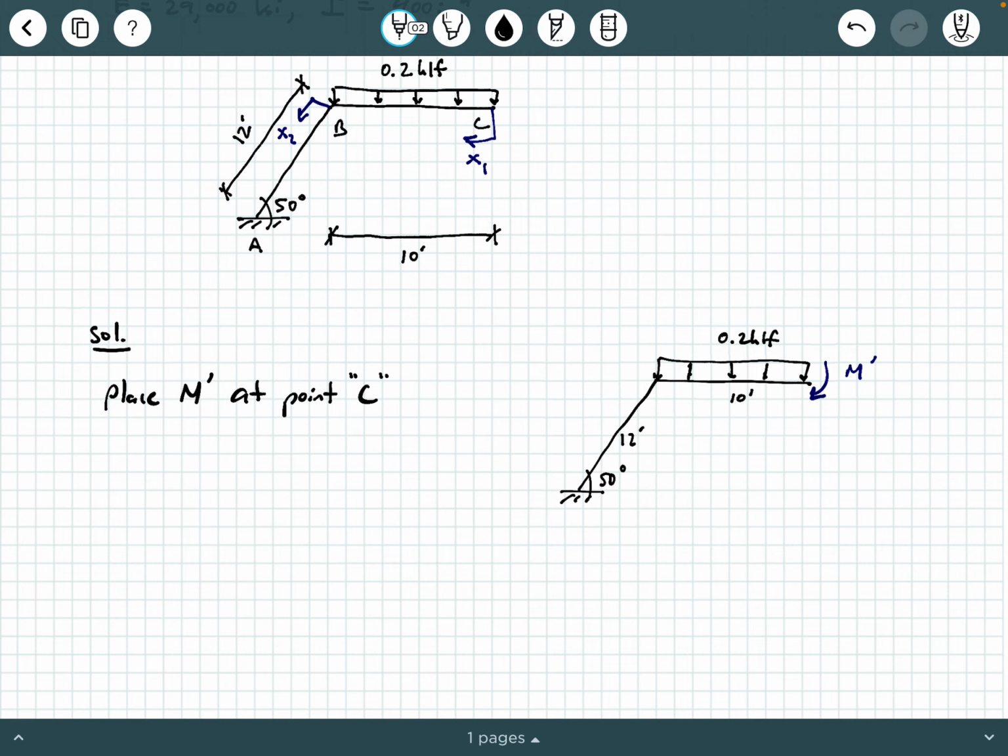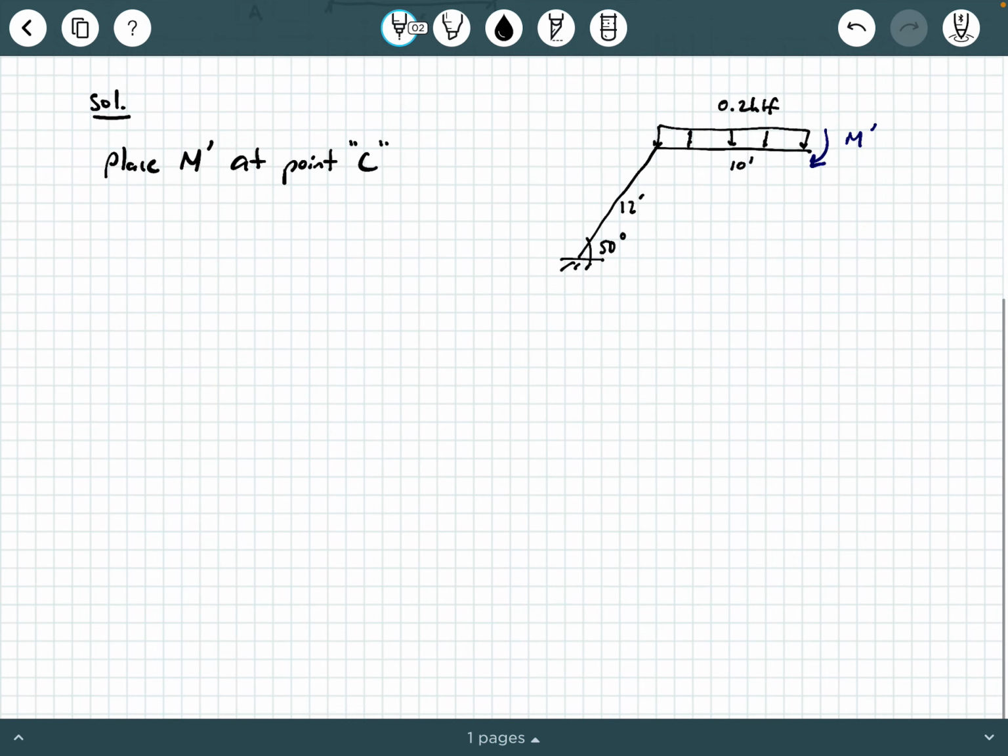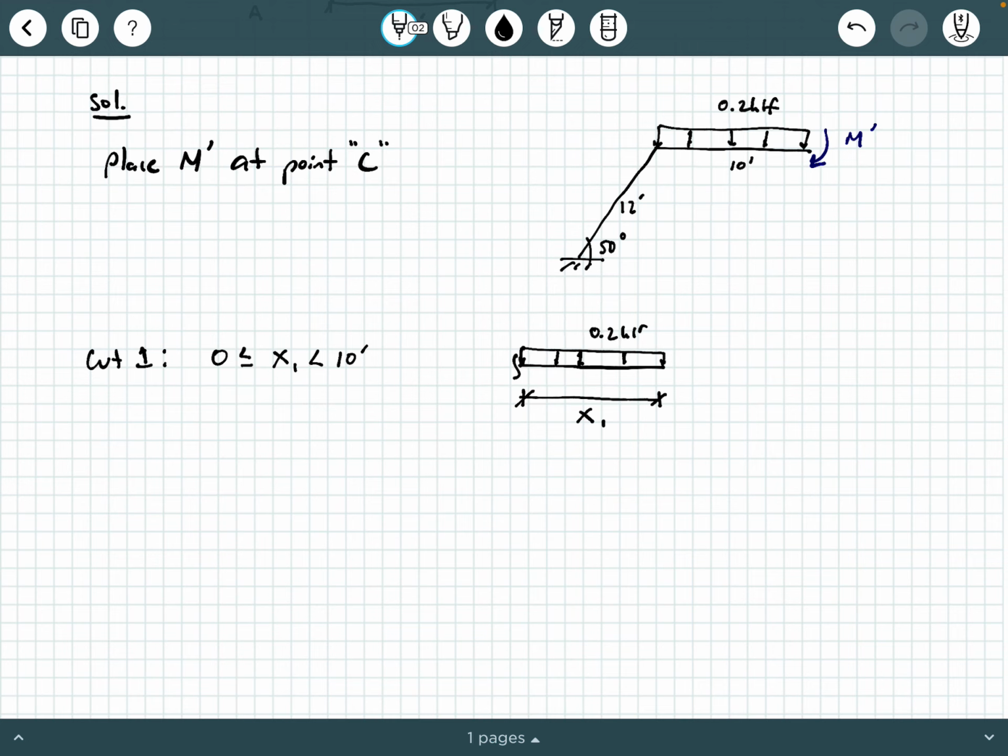All right. Now we're going to use method of sections. So for method of sections, we're going to say cut 1. And cut 1 is going to be from 0 up to 10 feet, that's x1. I'm going to draw this free body diagram. I'm going to have this cut here at a distance x1. This is 0.2 kip per foot. And then, of course, M prime is there.